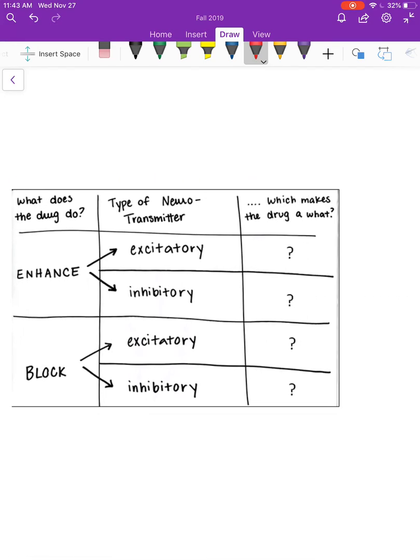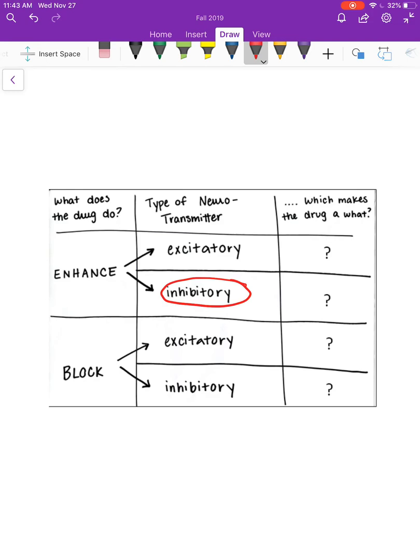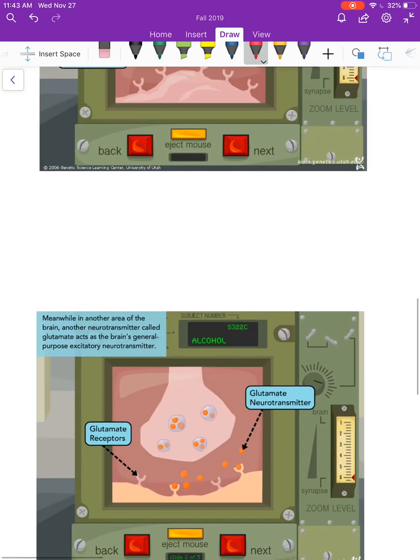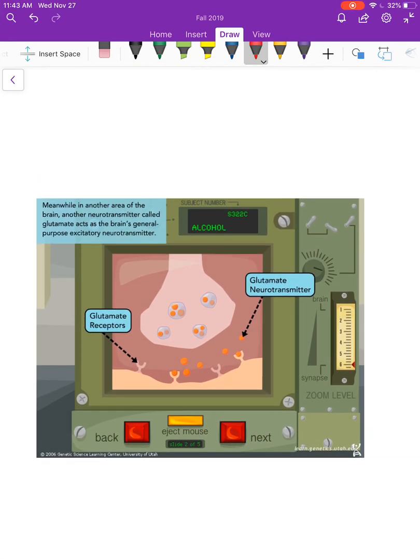So let's look at our chart. We said the GABA are inhibitory, and we also said that when you add alcohol, it's an enhancement effect, so that means we have a depressant, okay? But alcohol is kind of a 1-2 punch, and this is why.